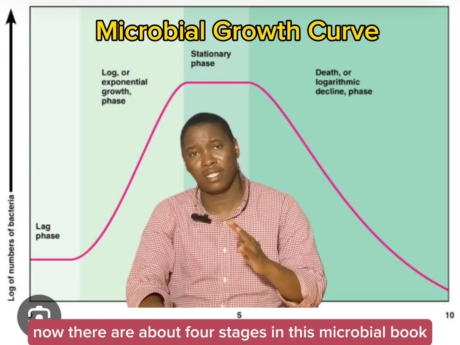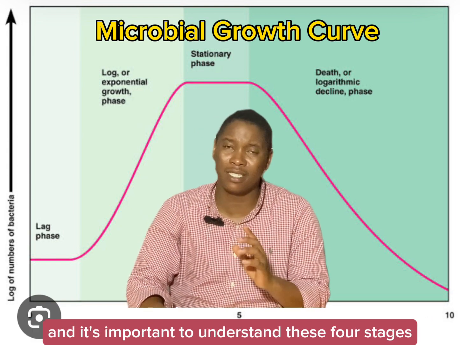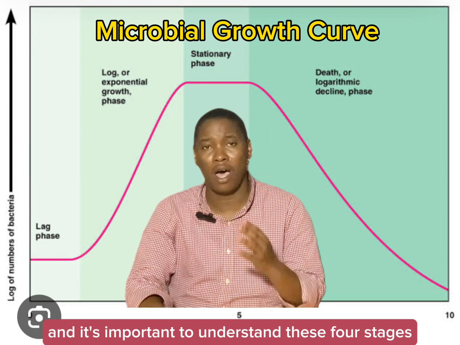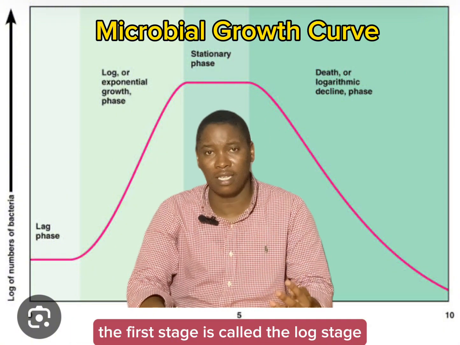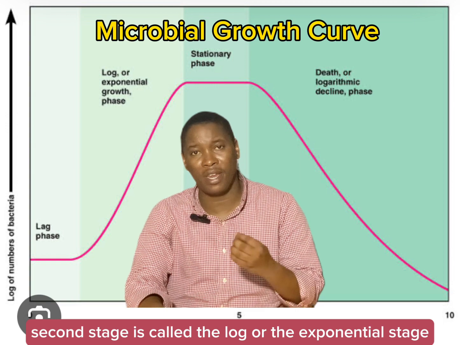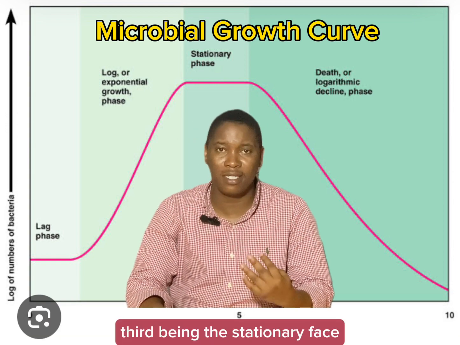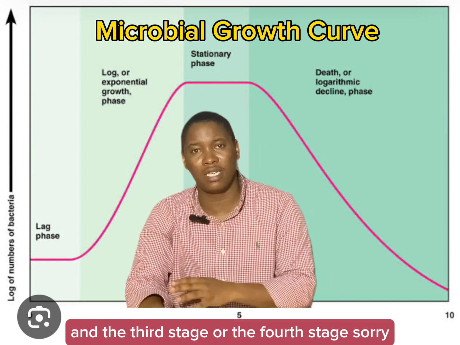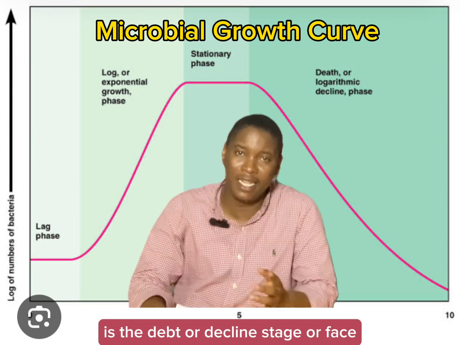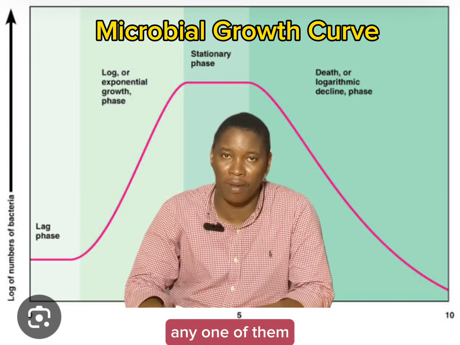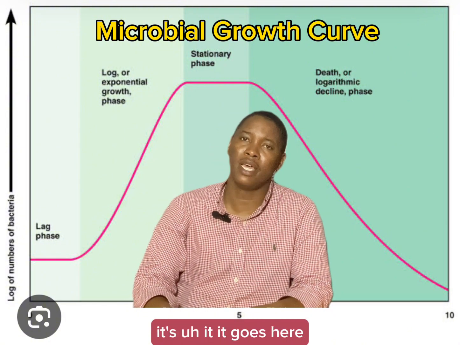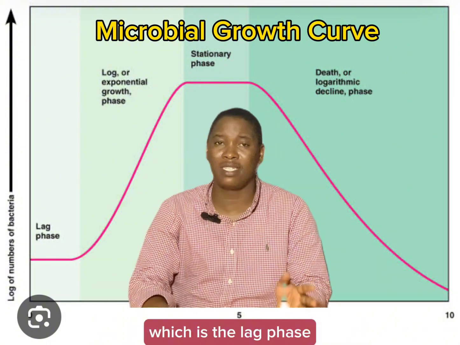Now, there are about 4 stages in this microbial growth curve, and it's important to understand these 4 stages and what happens in each of them. The first stage is called the lag stage. The second stage is called the log or the exponential stage. The third is the stationary phase, and the fourth is the death or decline stage or phase. You can use phase or stage, any one of them. Now let's go quickly to the first stage, which is the lag phase.